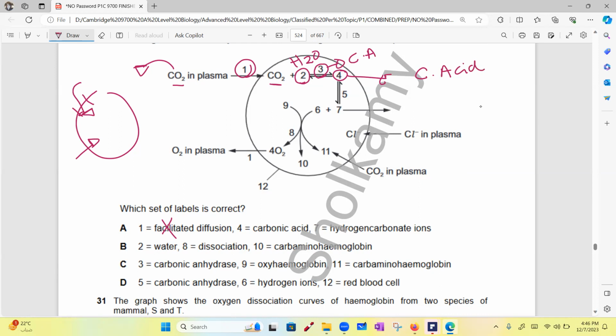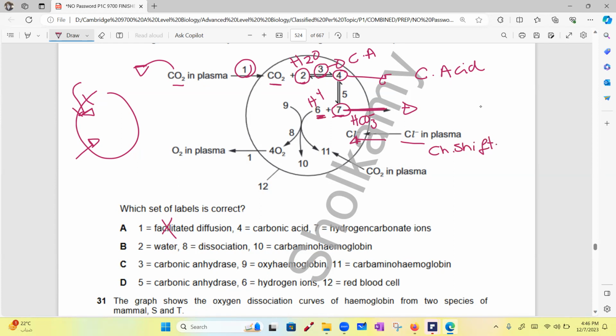Sometimes you get confused. And then this carbonic acid will dissociate into 6 and 7. What is 6 and 7? One of them is hydrogen ions, correct. 7 is what? The hydrogen or the hydrogen carbonate ions? Hydrogen carbonate ions. Why did I say it is the hydrogen carbonate? Because it is going where? Outside. Very good. And what will come instead? Chloride. And this is called the chloride shift. Good boy. Perfect.